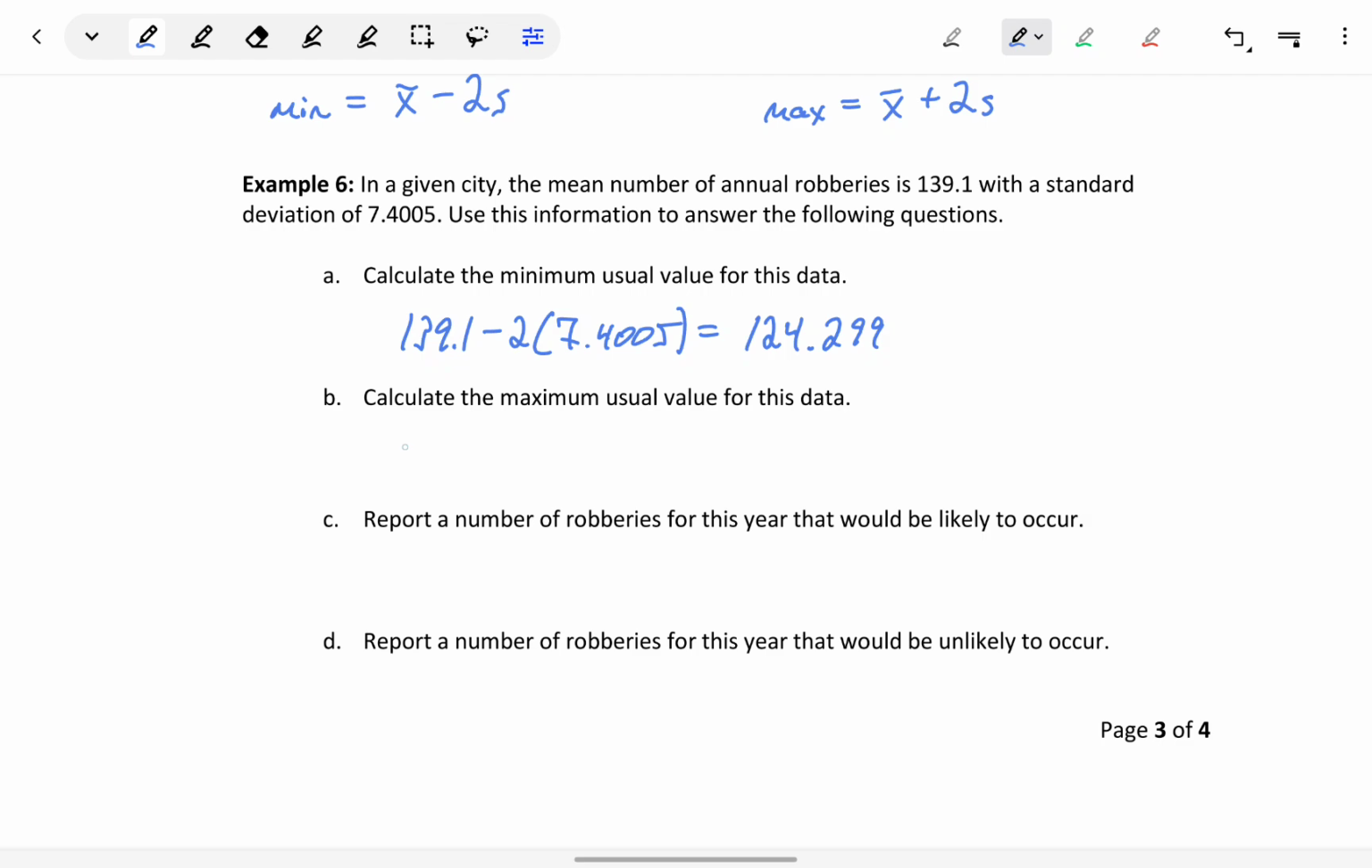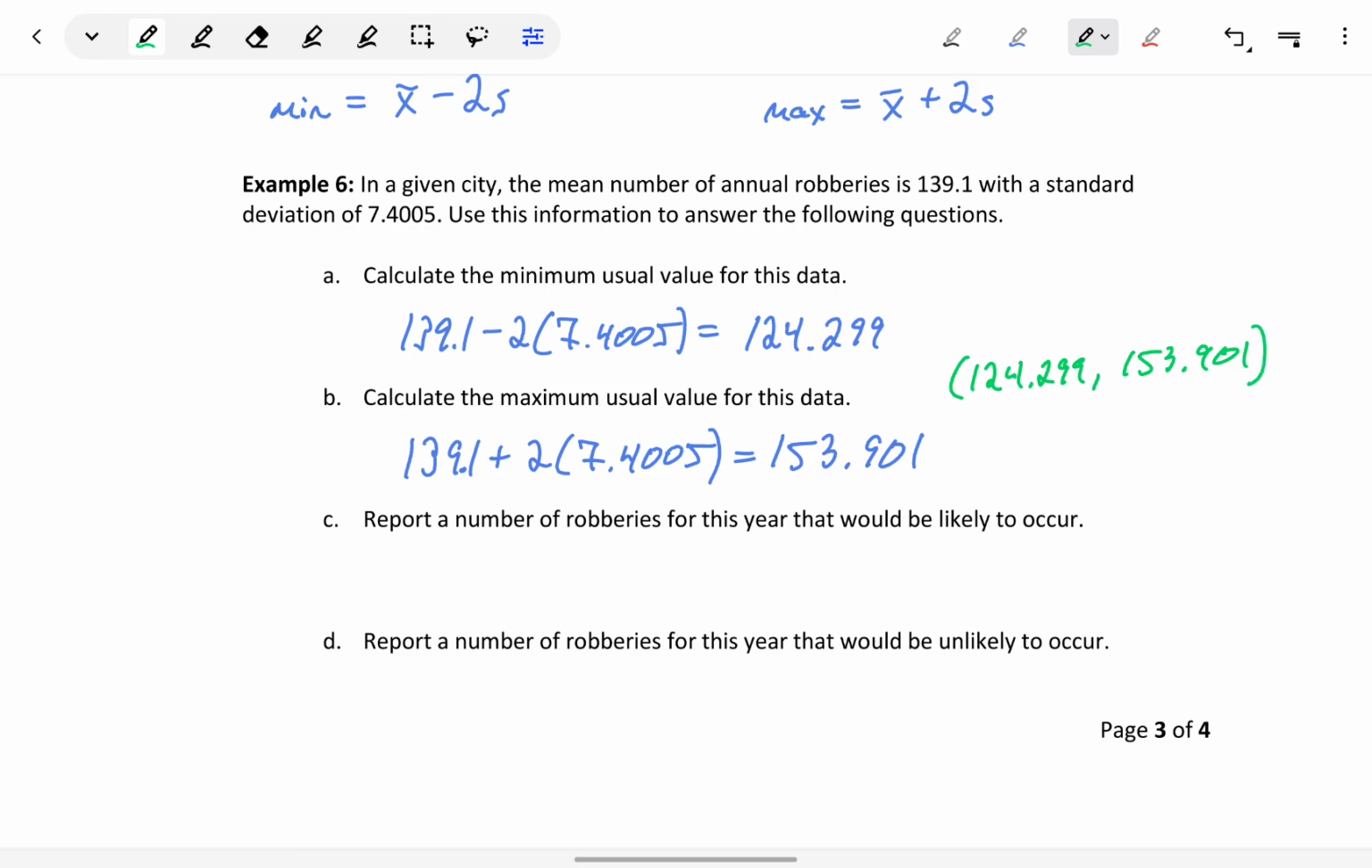In part B, to find the maximum usual value, we would take 139.1 and we would add 2 times 7.4005, and that would give us 153.901. That means our usual range of values will be 124.299 to 153.901. Any value outside that range would be considered unusual.